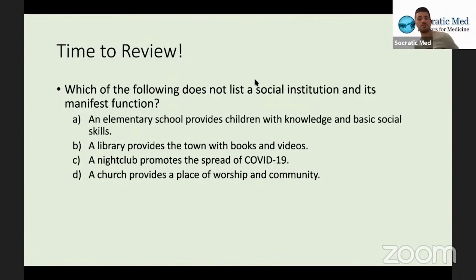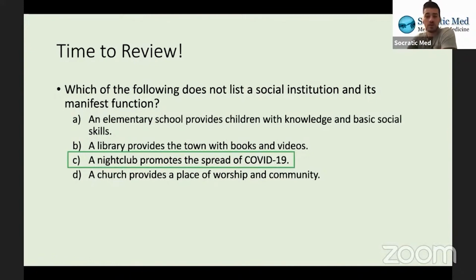Okay, that brings us to our first review question. Which of the following does not list a social institution and its manifest function? Nice. Okay, so 100% of you said C, which is the correct answer. So I think this was a pretty easy question. Which of the following does not list a social institution and its manifest function? You would just have to know that manifest function is what the institution was built for.